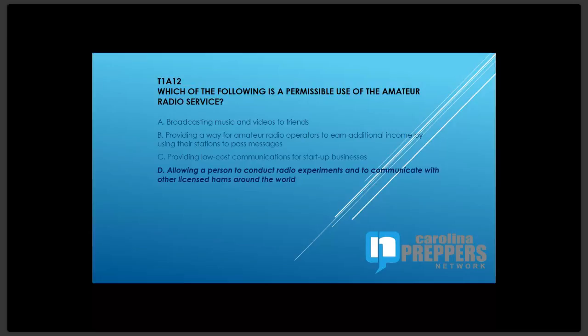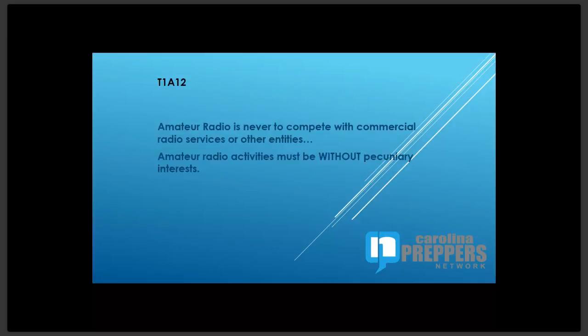So the only answer is allowing a person to conduct radio experiments and to communicate with other commercial radio services. I'm sorry, let me rewind for a second. You can't compete with commercial radio services or other entities.